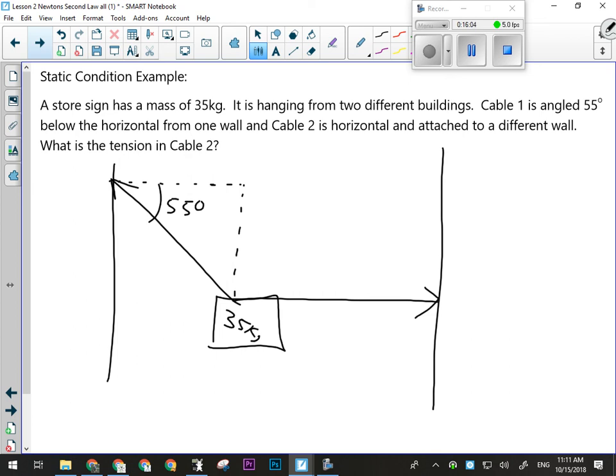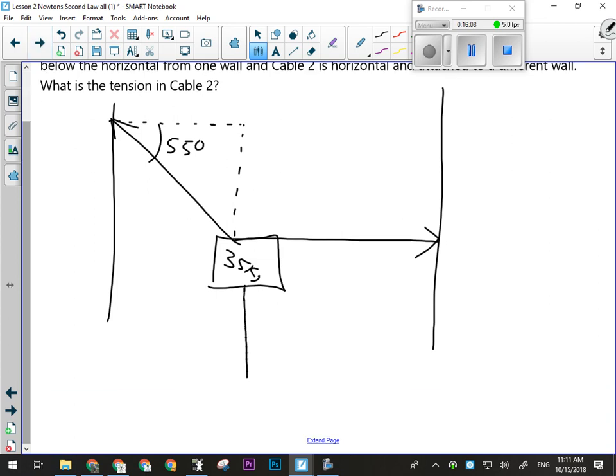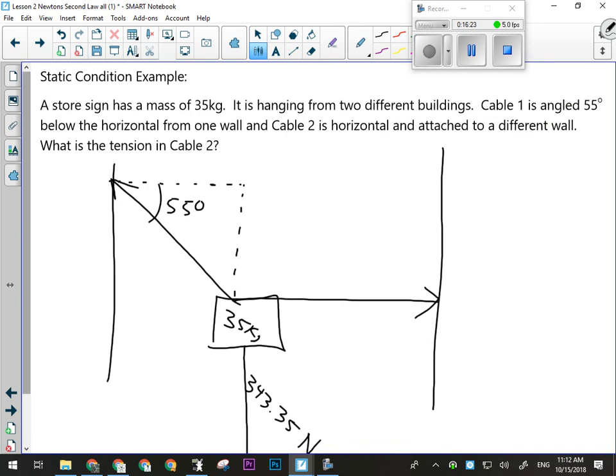It's being supported by tension in this cable, so that's a force, and tension in this cable is pulling horizontally, that's another force. All right, what force am I missing? What else is pulling on the sign? Gravity. Okay, so I would have a gravitational force here. Okay, 35 times 9.81 should be 343.35, right? Newtons, I think. Someone can double check. All right, so that's what I've got. Those are my forces. It wants to know what's the tension in this cable, right? So that's cable 2, this is cable 1.